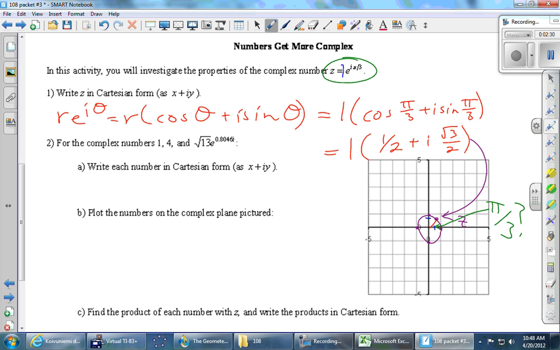So I could either tell you the x and the y, like regular x, y stuff, or I could tell you the r and the theta. We land on the same point.